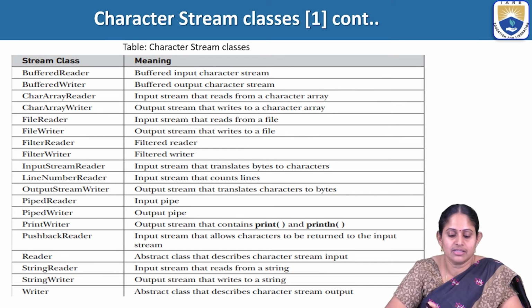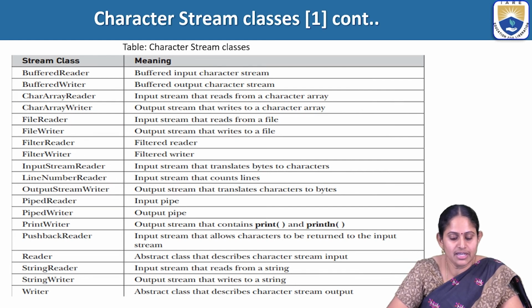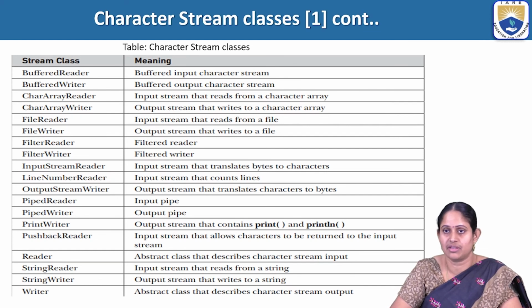Then the PrintWriter is the output stream that contains the print and println methods. The PushbackReader is the input stream that allows characters to be returned to the input stream. The Reader is the abstract class that describes character stream input. The StringReader is the input stream that reads from a string. The StringWriter is the output stream that writes to a string, and the Writer is the abstract class that describes character stream output.